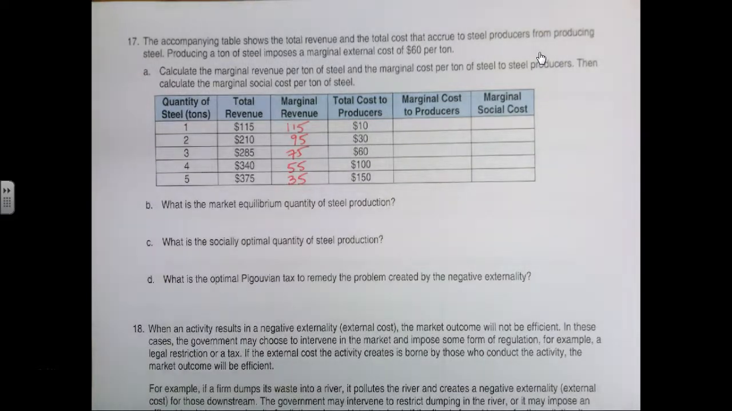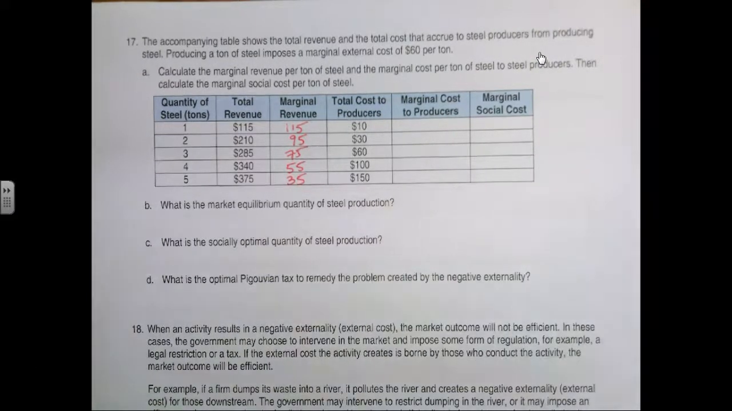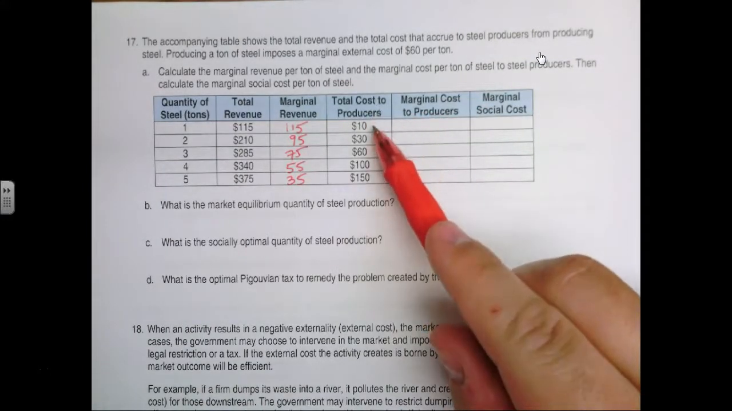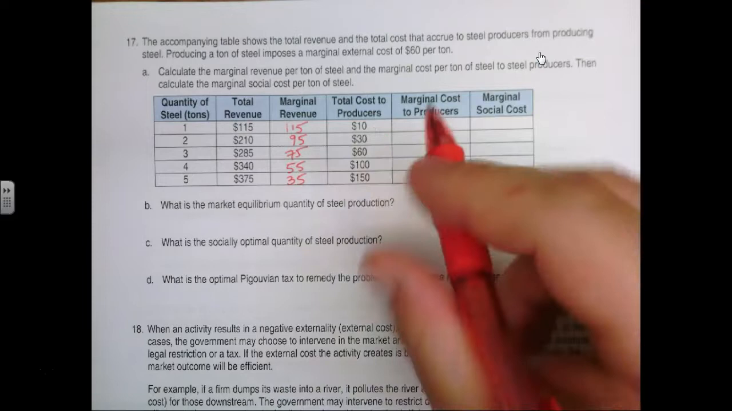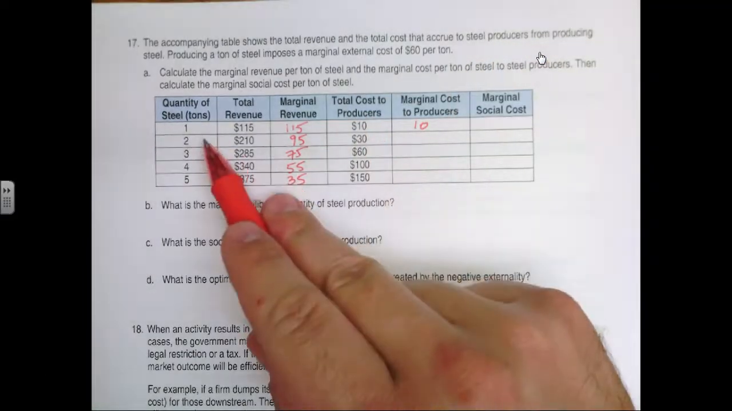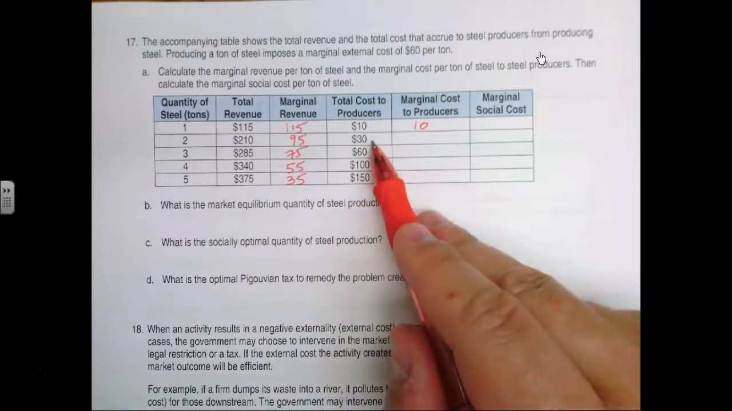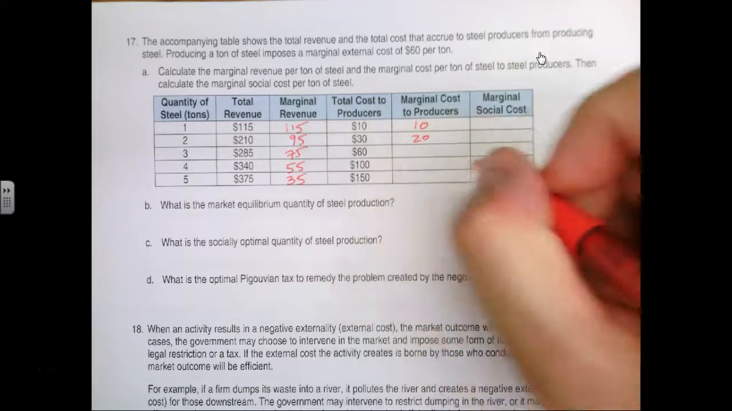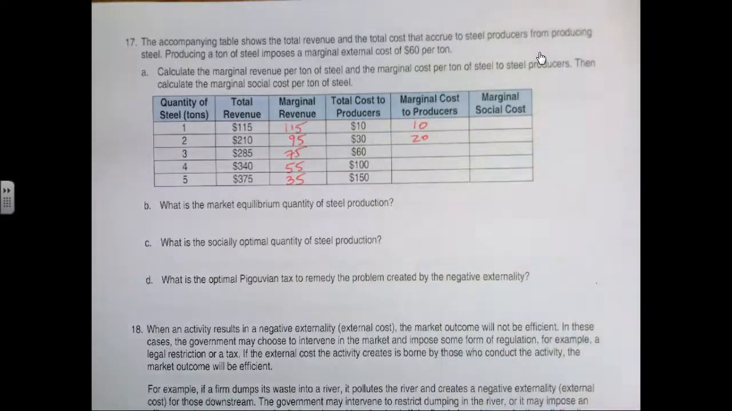We'll do the same thing for figuring out the marginal cost to producers. We look at the change in total cost with the change in output. So I go from 0 to 1. That's an increase of $10, presumably. When I go from 1 unit of steel to 2, I go from $10 to $30. So that's an increase of 20. And then we continue to follow that process all the way down until you get these numbers.